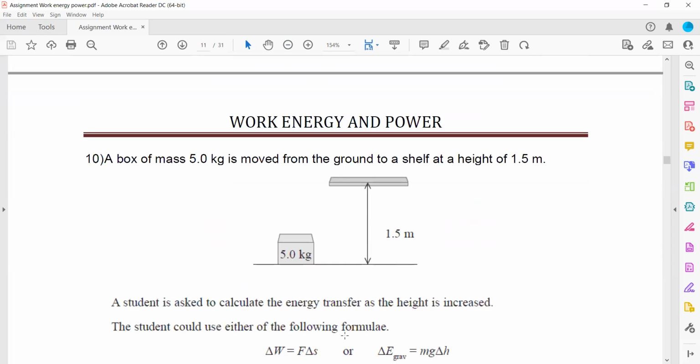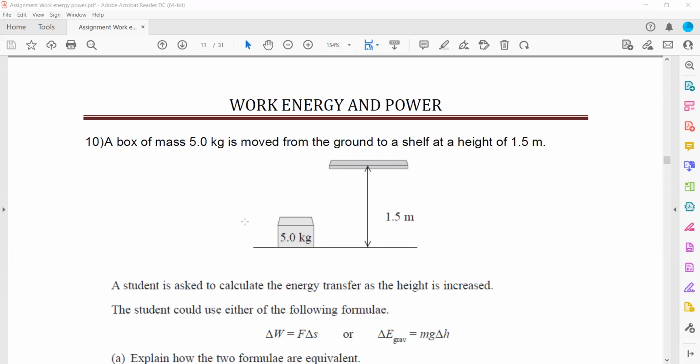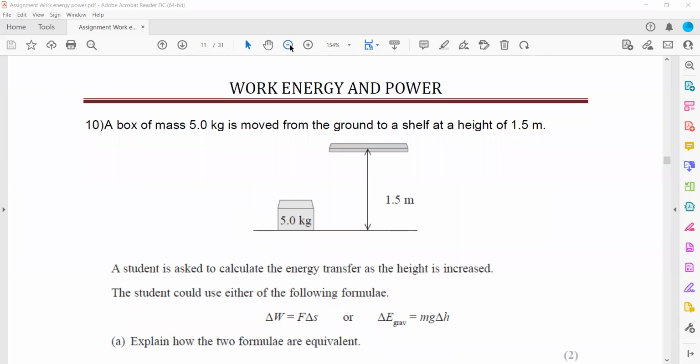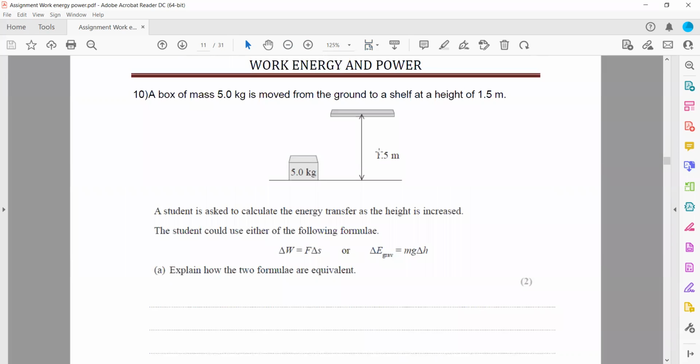The next question. A box of mass 0.5 kilogram is moved from the ground to a shelf at a height of 1.5 meters. The student is asked to calculate the energy transfer as the height increases. The student could use either of the formulas. Explain how the two formulas are equivalent, like how the two formulas are the same, there is no difference between the two formulas.